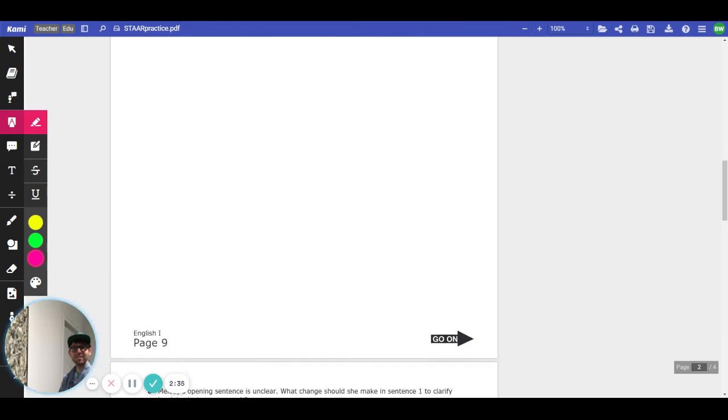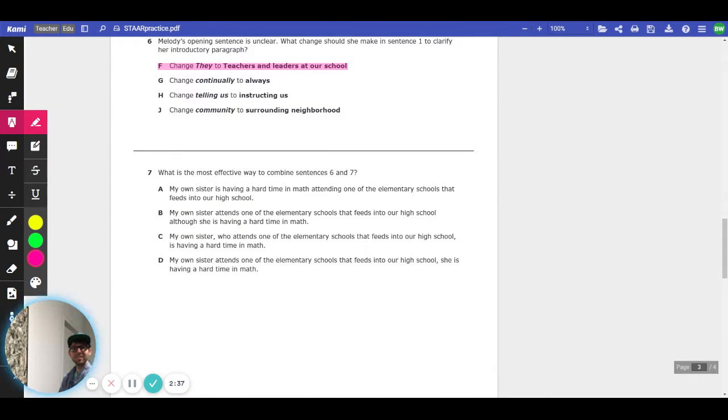So then we'll go down and look at our answers and see which one would match with that. "My own sister is having a hard time in math, attending one of the elementary schools that feeds into our high school." Well, that's not right because it doesn't really combine the thoughts that we're looking for here. "My own sister attends one of the elementary schools that feeds into our high school, although she is having a hard time in math." Well, "although" is saying this is something, but although, it's the opposite. That can't be right. "My own sister, who attends one of the elementary schools that feeds into our high school, is having a hard time in math." That could be. I'm thinking maybe that one.